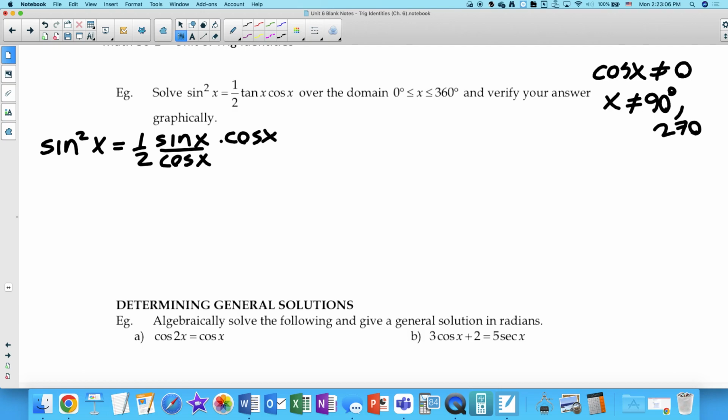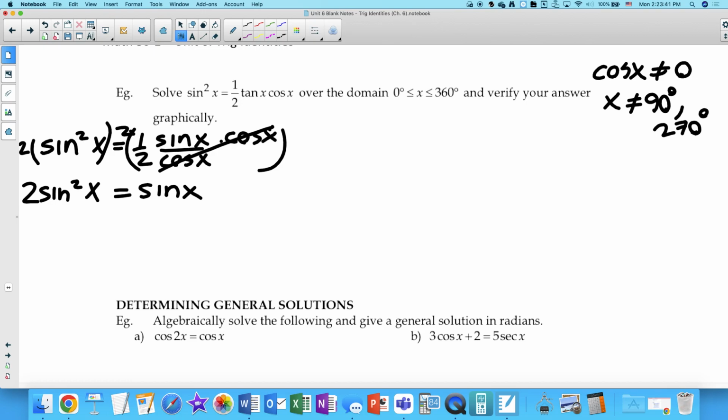Now I can cancel that. And maybe at the same time, just so that we don't have that 1/2 in there, I'll multiply both sides by 2. On the left side, if I multiply this by 2, this will be 2 sine squared x, and on the right equals sine x. The 2 over 2 cancels. And then I can subtract the sine x from both sides, equate to 0.